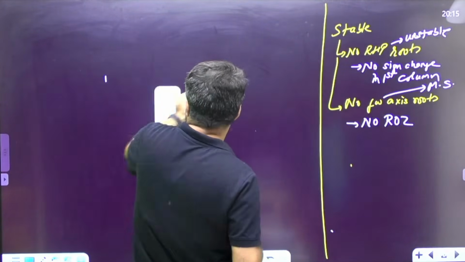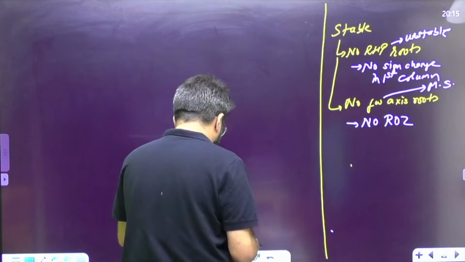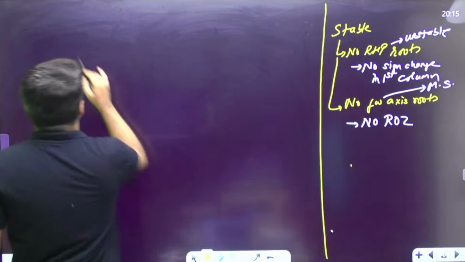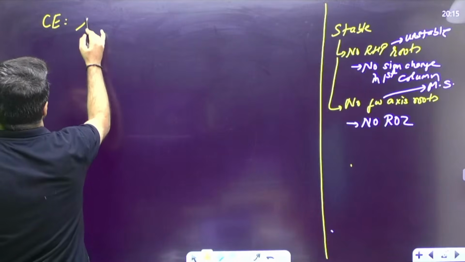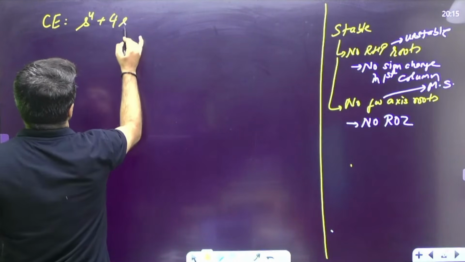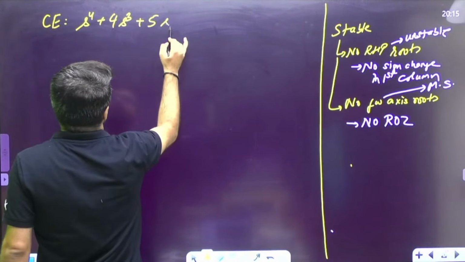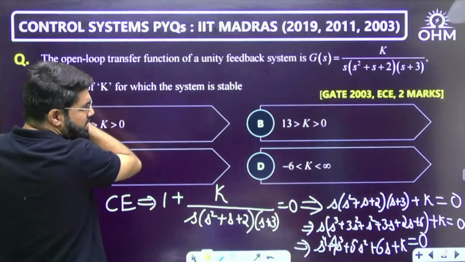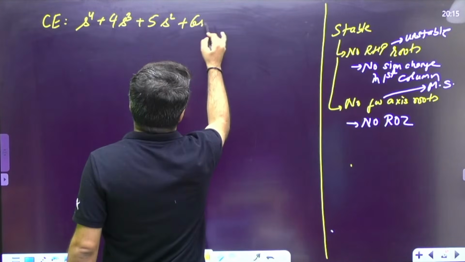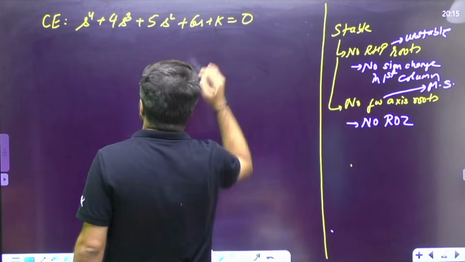Otherwise, you got the theme of solving. So rewriting the characteristic equation: S power 4 plus 4S cube plus 5S square plus 6S plus K is equal to 0.